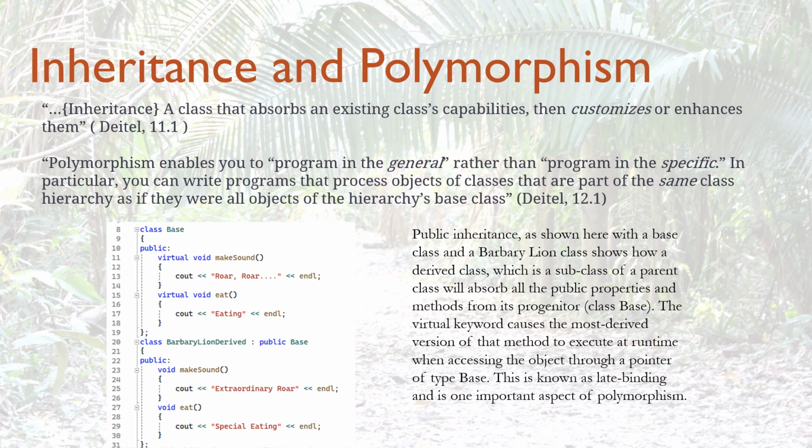Polymorphism. Both make sound and eat functions are declared as virtual functions in the base class. This indicates that the functions can be overridden by a derived class. In the Barbary Lion derived, these virtual functions are indeed overridden. This is an example of polymorphism, where a single interface, make sound and eat, is implemented differently by the base and the derived class.